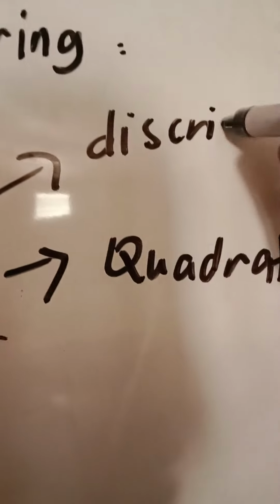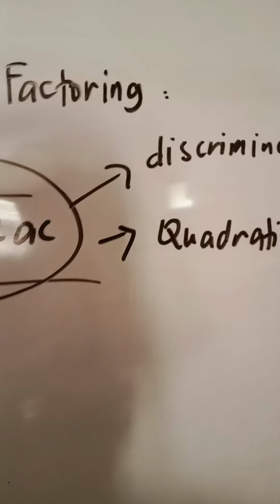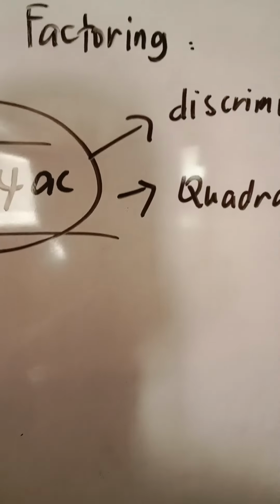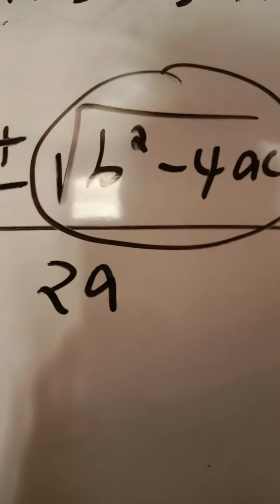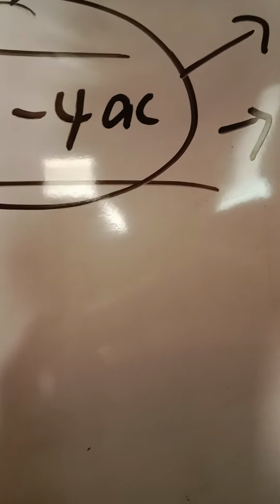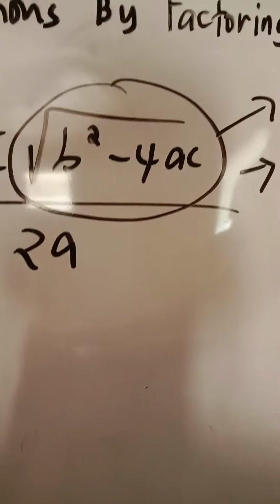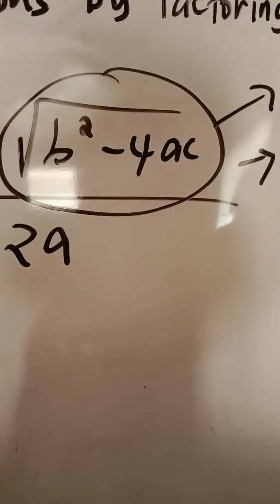The discriminant is used to identify if the equation is factorable. So you have to use the discriminant of the quadratic formula, which is the square root of b squared minus 4ac. Don't forget to use the discriminant of the quadratic formula to identify if the equation is factorable or not factorable.